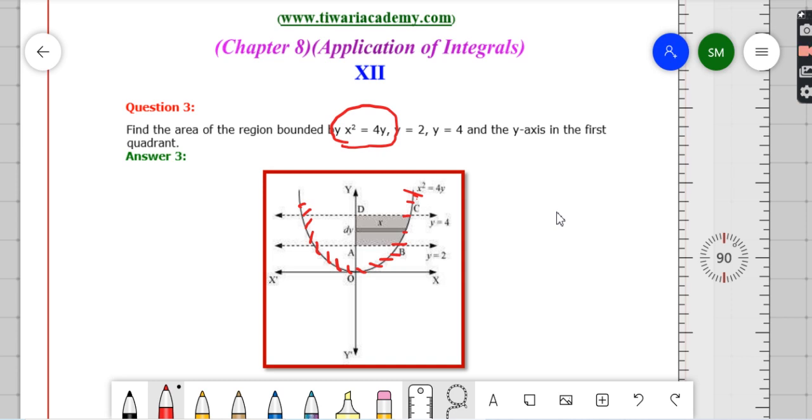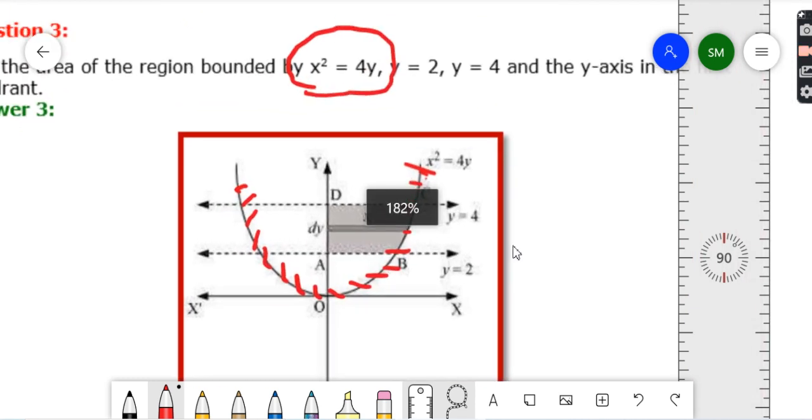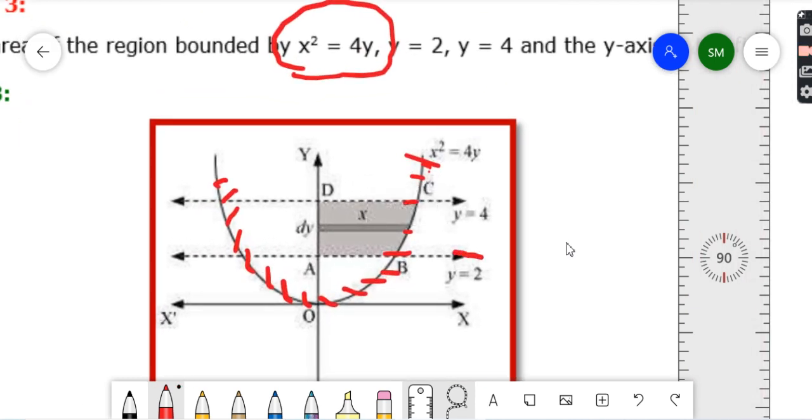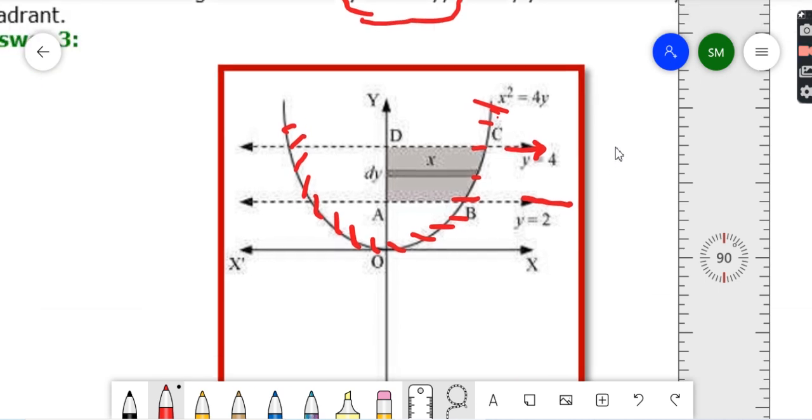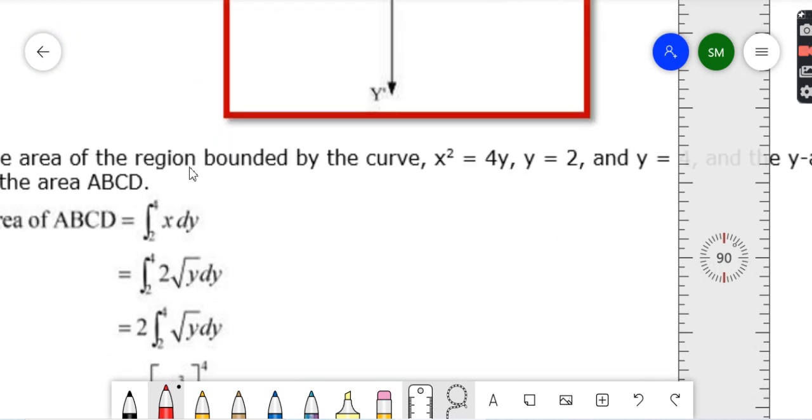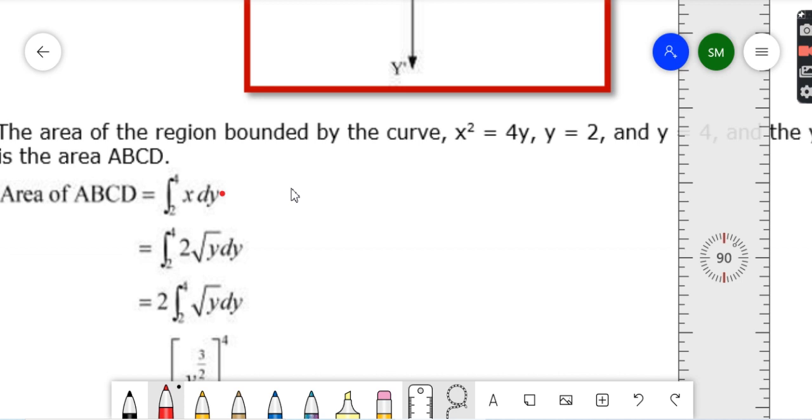Now this time y equal to 2 and y equal to 4. So you will get a horizontal line. Alright, so y equal to 2, this is the first line, and y equal to 4, this is the second line. So now you can understand what we will do: we will take an integration with respect to y, dy. Alright, and I will put a value of x. In the first two questions it was in this form, a to b y dx.